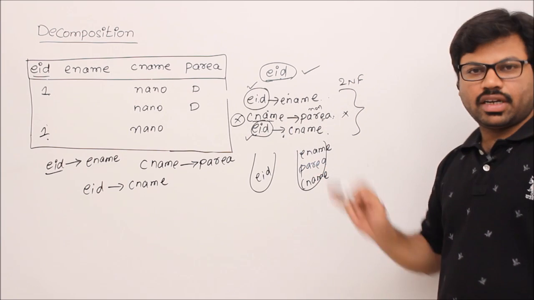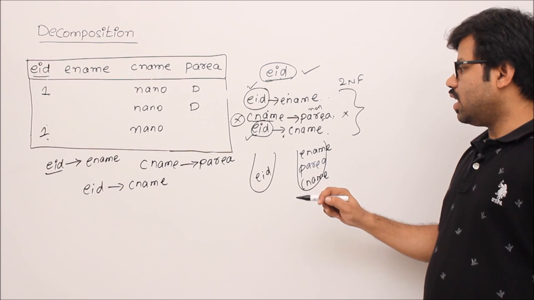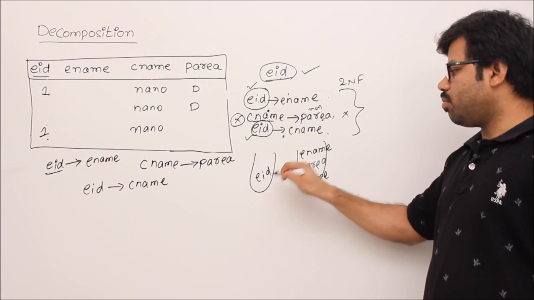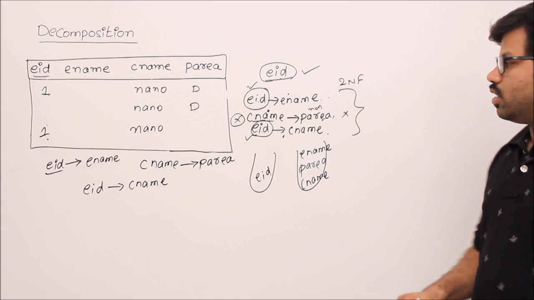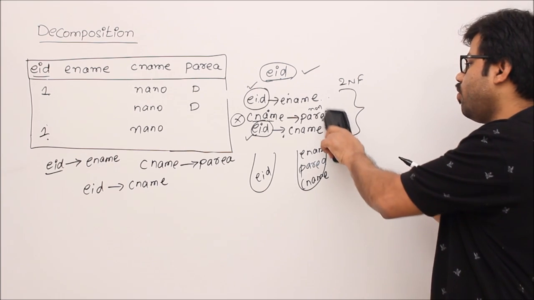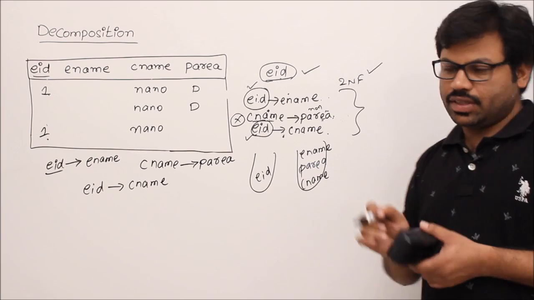Car name determines parking area. So is it a partial dependency? What is a partial dependency? The left side should be part of the candidate key, but car name is not part of the candidate key, correct? So that's why this is not a partial dependency. So this is not a second normal form violation. Finally your table is in second normal form. Of course you know how to check it.